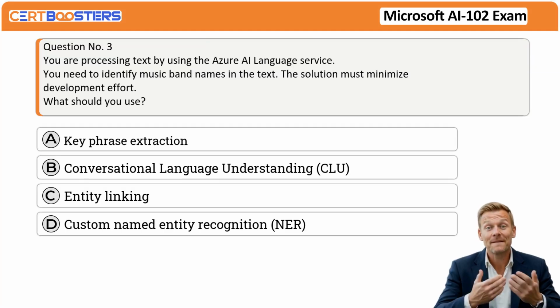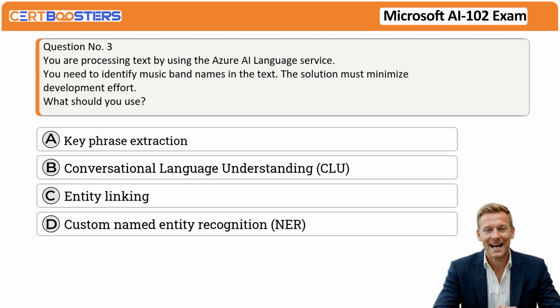Question number 3. You are processing text by using the Azure AI Language service. You need to identify music band names in the text. The solution must minimize development effort. What should you use? A. Key phrase extraction. B. Conversational language understanding, CLU. C. Entity linking. D. Custom named entity recognition, NER.